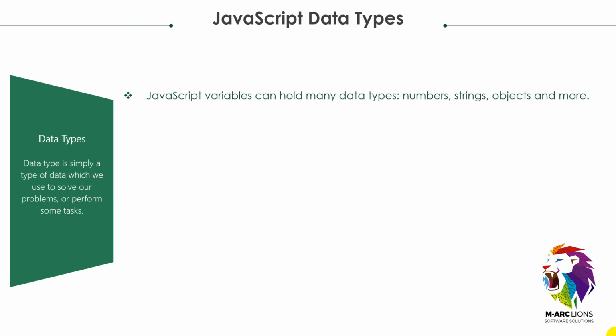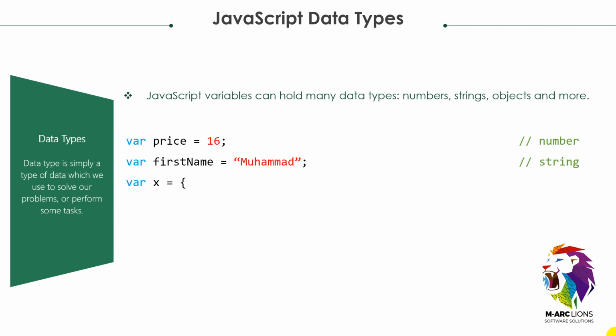A JavaScript variable can hold many data types. They can be number, they can be string, they can be object, or some more kinds of data types. Like you can see, var, I'm declaring a variable here, price, and its price is equal to 16, so it is going to be a number. And when I say firstName and I write my name, my first name is Mohammed, it is going to be a string because it is holding characters.